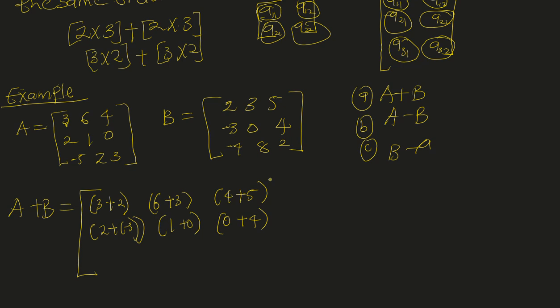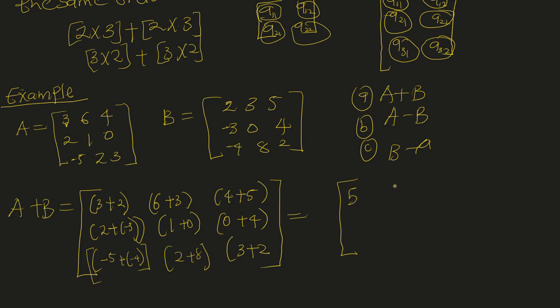And 0 plus 4. And this is enclosed. And I also have the last rule, minus 5 plus minus 4, and 2 plus 8 and 3 plus 2. Can you see this now, 3 plus 2? So what will this give us? This is equal to, so let's just simplify. What's 3 plus 2? That's 5, and this is going to be 9, and this is 9.